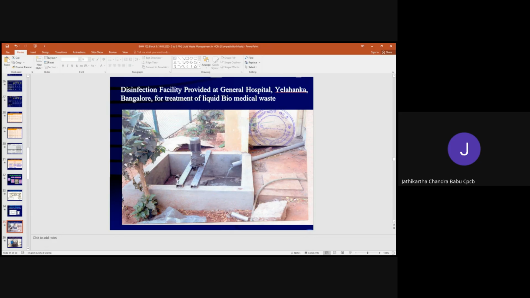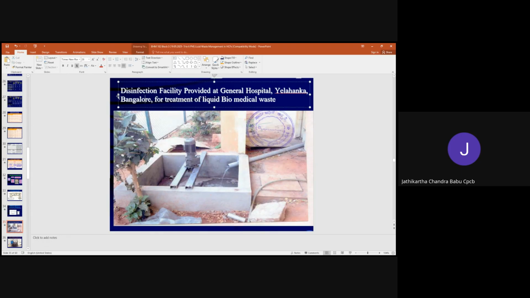Can anybody explain about this, please? What is the system here? Can you understand? It is a self-explanatory system. It is a method that can be adopted by any hospital, non-bedded hospitals.